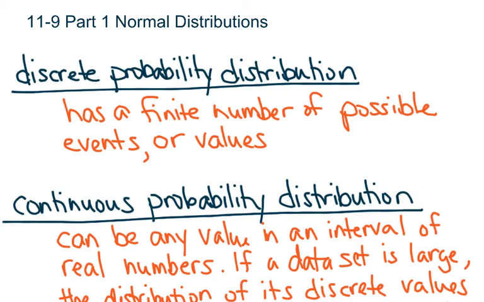In section 11.9, we're going to talk about something called the normal distribution. And it's something you might have seen before. Sometimes they call it a bell curve. Let's start with some definitions.